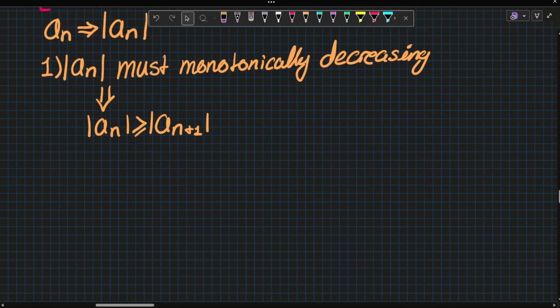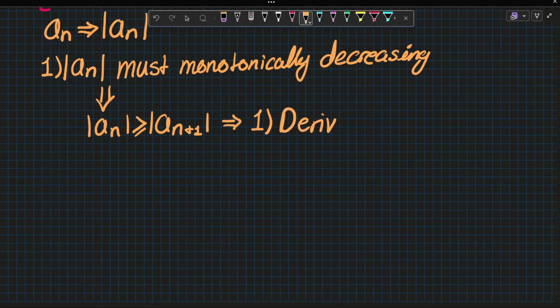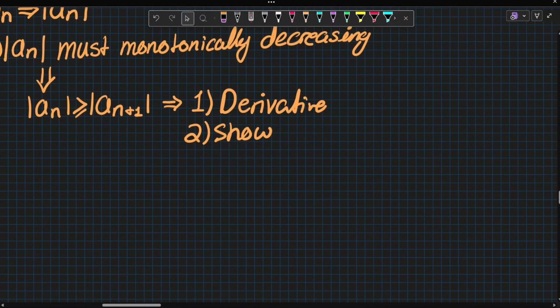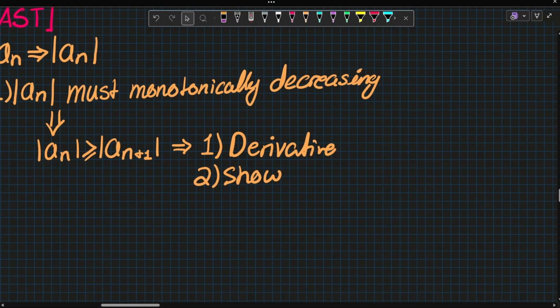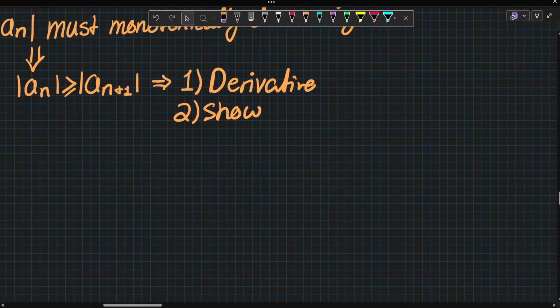So where do we go from here? First, to prove this, there's one of 2 ways, okay? Either one, you take the derivative, or you just show. The show one is very simple, but it's not always true, which is why it's a bit of a weak argument. For calculus 2, it's possible, or sufficient, actually. That's better to say. All right, so let's do that.